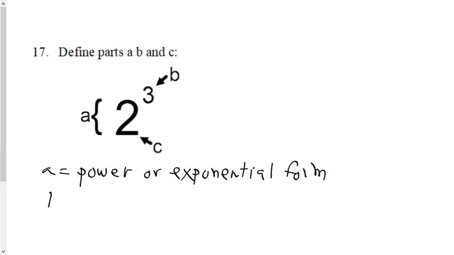B is an exponent, and C is a base. Just because I want to see you guys be successful in this, question 17 is worth 3 points, 1 point for each of those.